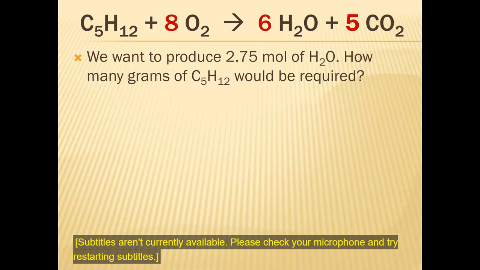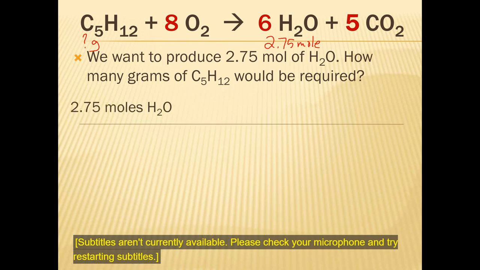All right, here we have that equation again. Question: this time, however, we want to produce 2.75 moles of water. How many grams of pentane do we need? Okay, go, guys, walk me through. What do I do first? What you're given on the top. Put what I'm given on the top. Set up my factor label. All right, now what? What do I put on the bottom?